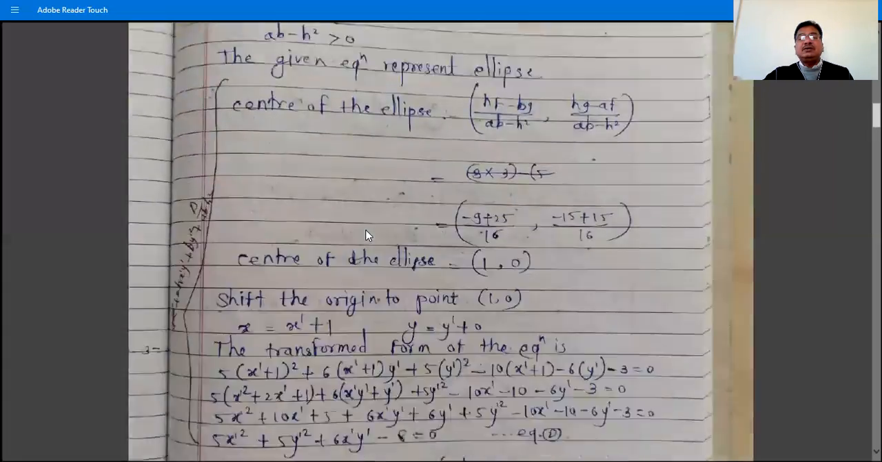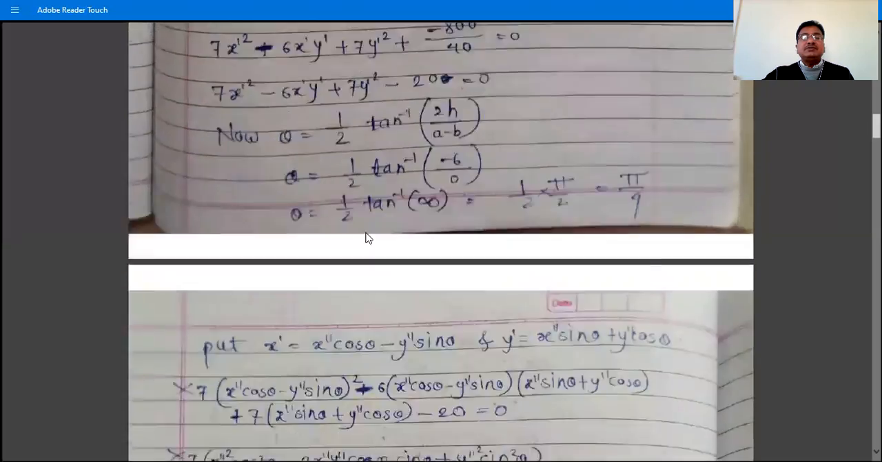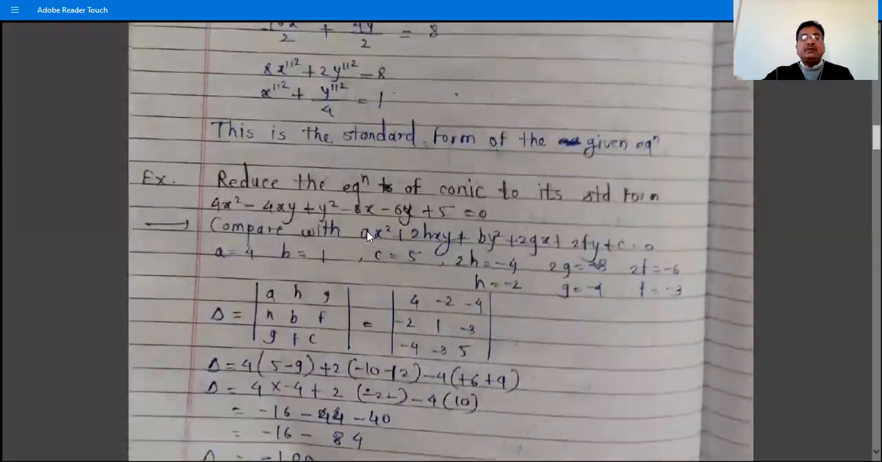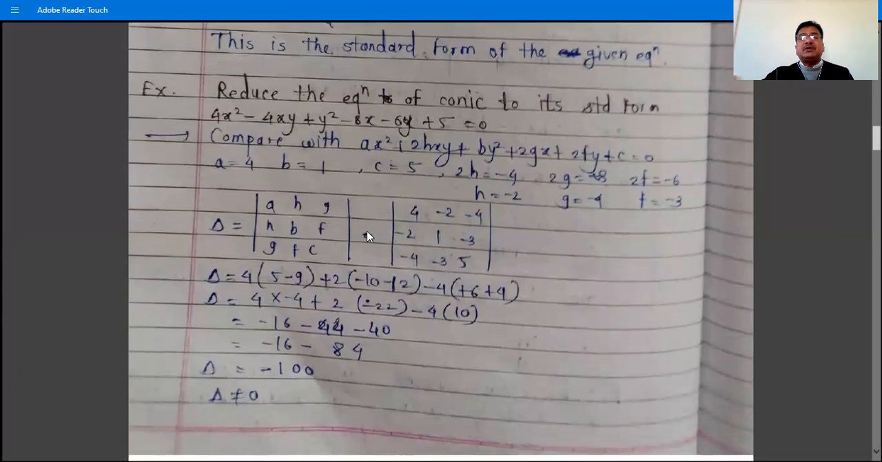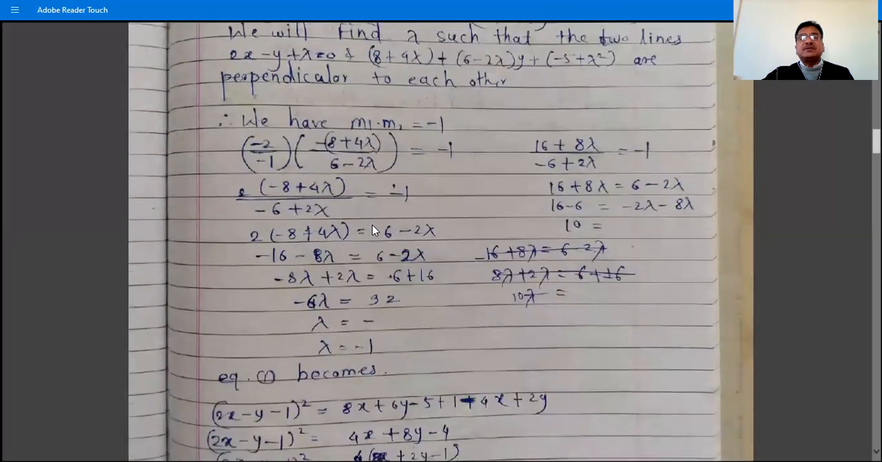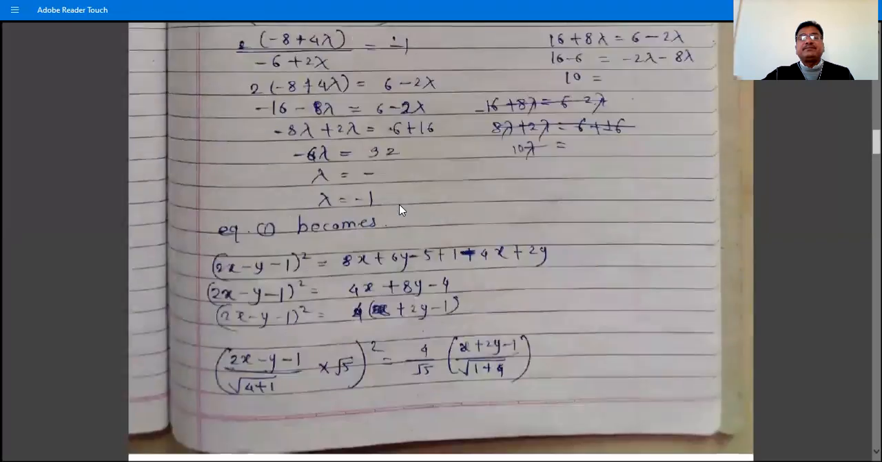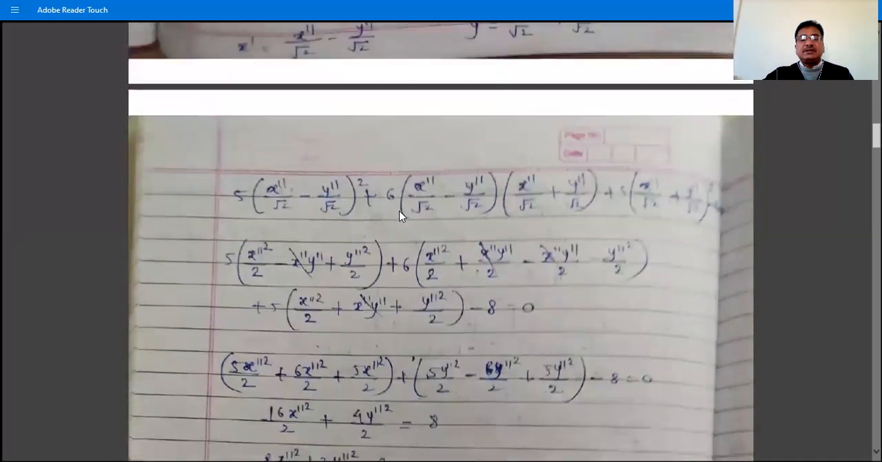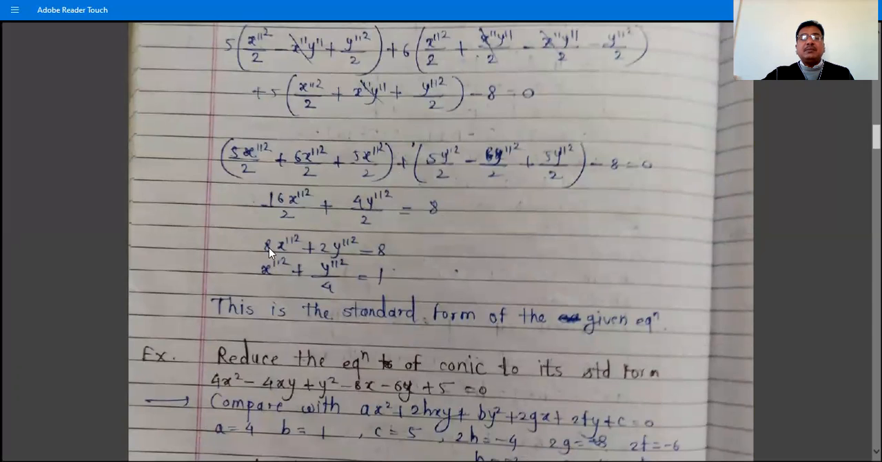So in order to reduce the general equation to standard form, we know that the standard form of the ellipse is x square by a square plus y square by b square is equal to 1. This is the standard form. If you observe the standard form of the ellipse or any hyperbola, there are square terms, x square and y square, and a constant term.